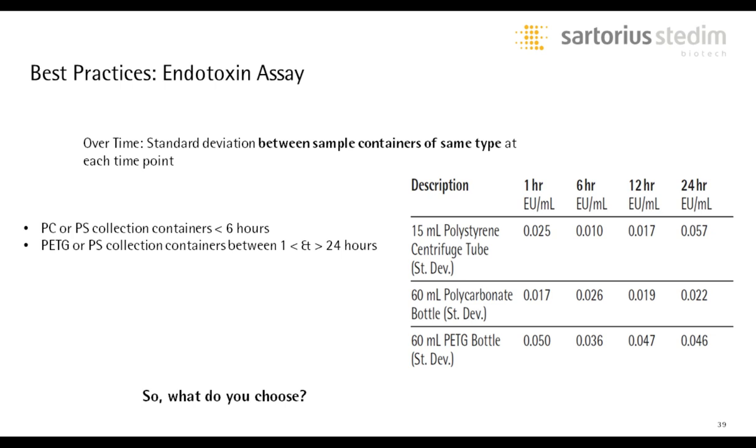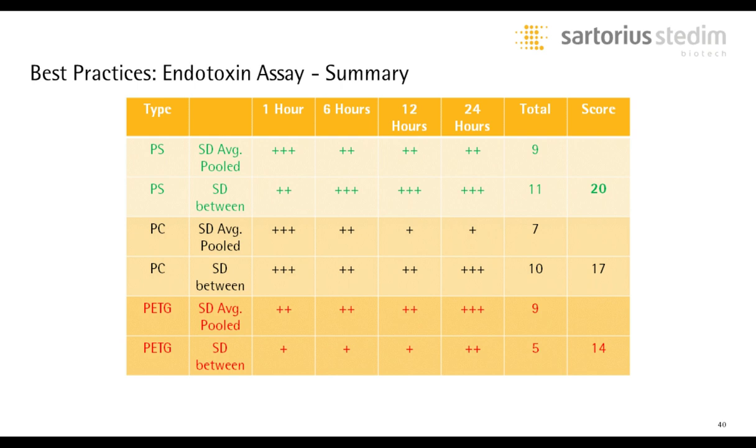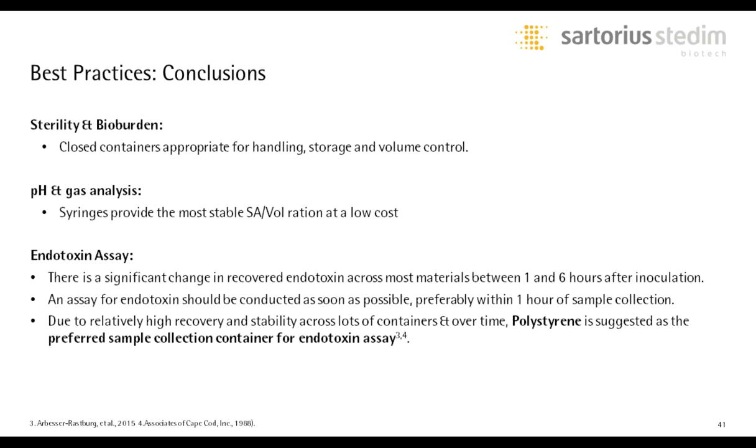So again, no clear winner. What do we choose? Well, we take the step of compiling that data again, and what we see is for the average pooled recovery as well as the standard deviation between collection vessels at each time point, in this weighted table, we can now more clearly see that the overall score for polystyrene is better than that of both polycarbonate and PETG.